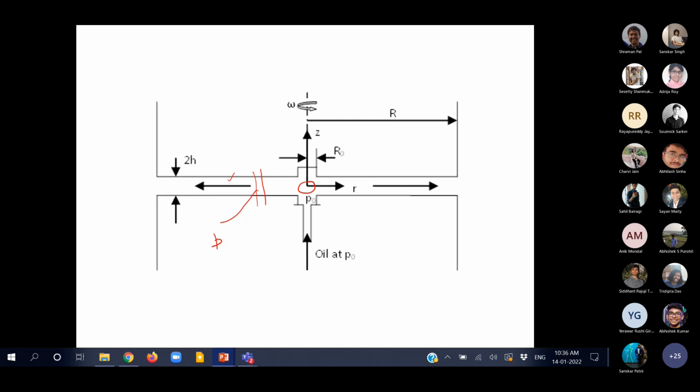But what is the expression for the axial load? Is it P minus P atmosphere? That's essentially force per unit area. So what should I multiply this with? Area of that strip. And what is the area of that strip? 2 pi r dr. So that's the force supported by this small portion dr.